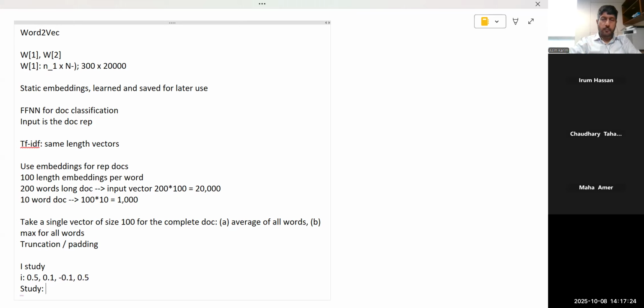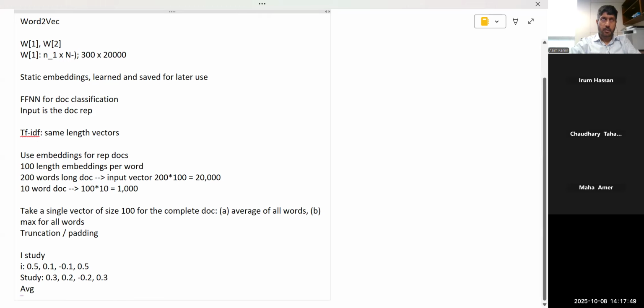तो study की embedding ले लेते हैं 0.3, 0.2, -0.2 और 0.3. ठीक है. Average pooling क्या होगी? You simply, let's say this is my complete document. Document सिर्फ 2 words हैं. ज्यादा words हो तो वो सारे लिखे जाएंगे उनकी embeddings, and then do this process for all of them. So average pooling would give you the vector where you take the average for each element of the 2 vectors.